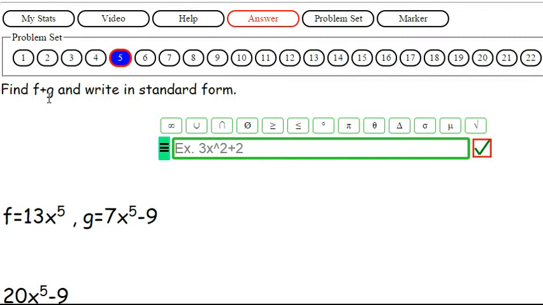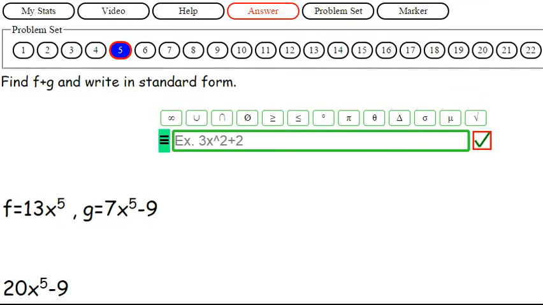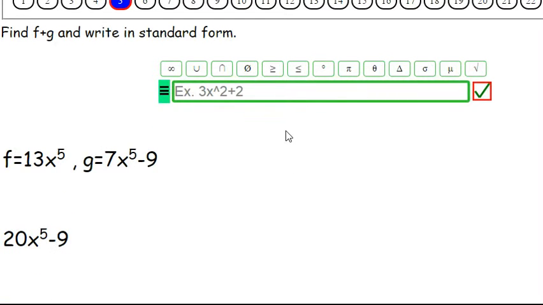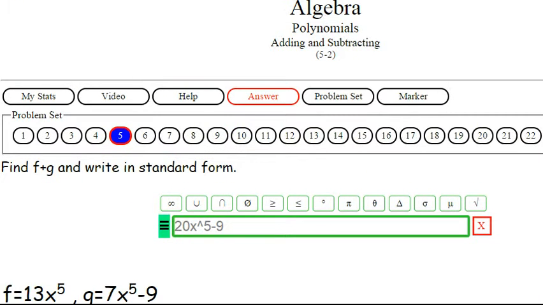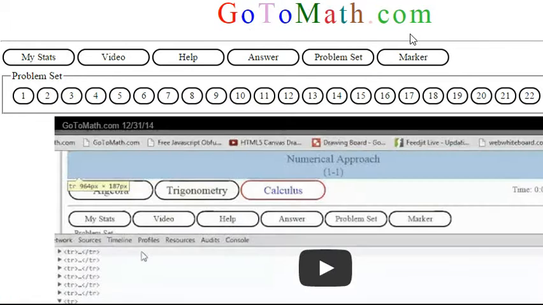I should have done some minus in here. I did add all the time. Okay, so let's just go ahead and type this in up here: 20x to the fifth minus 9. What do we got going on? Correct. You are correct. All right, so we're over here at GoToMath.com practicing our algebra. Come on by. See you later.